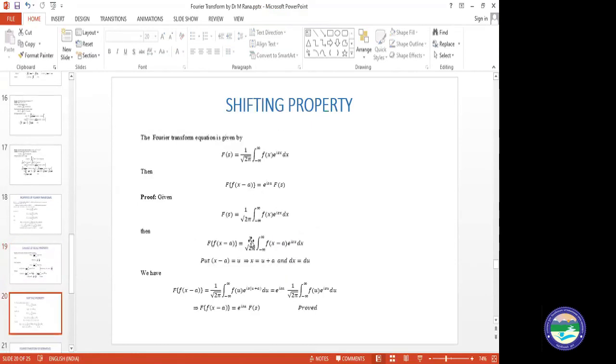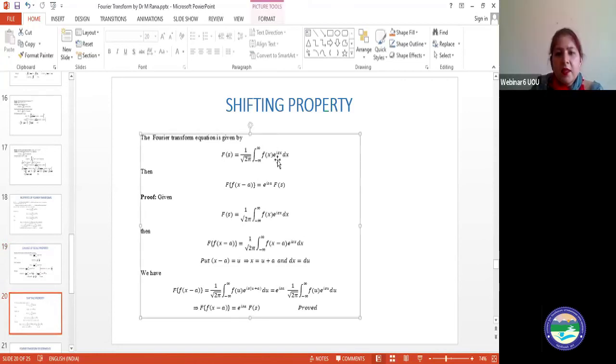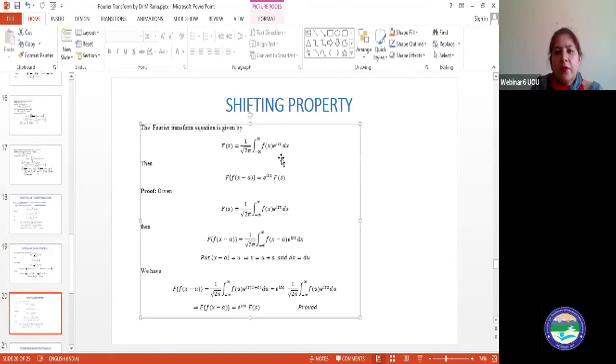Now, we move towards the shifting property. As in the case of Laplace, we have seen that if you have a function multiplied by an exponential term, it will satisfy the shifting property. The same condition will happen in the Fourier transform case. Suppose this is the Fourier transform function, and the function is of x minus a type. So in place of fx, you will write f of x minus a. So you'll have 1 upon root 2 pi integration from minus infinity to plus infinity f of x minus a e raised to power isx dx.